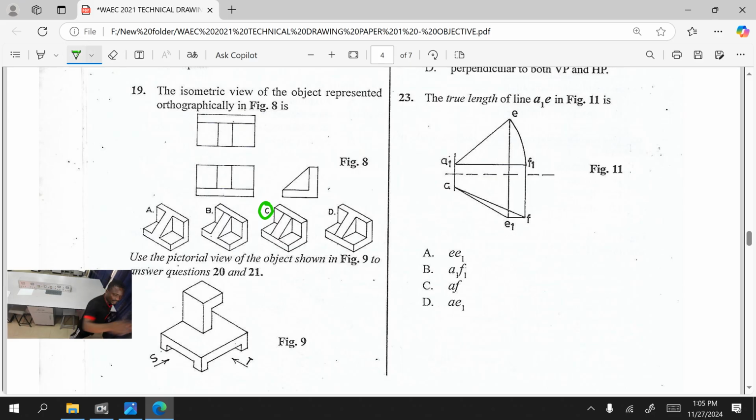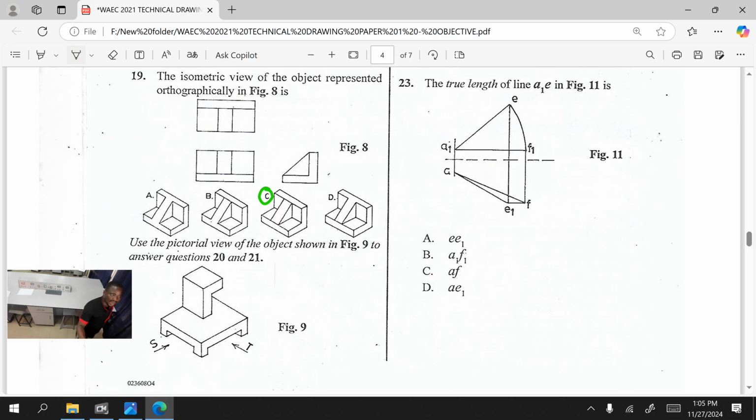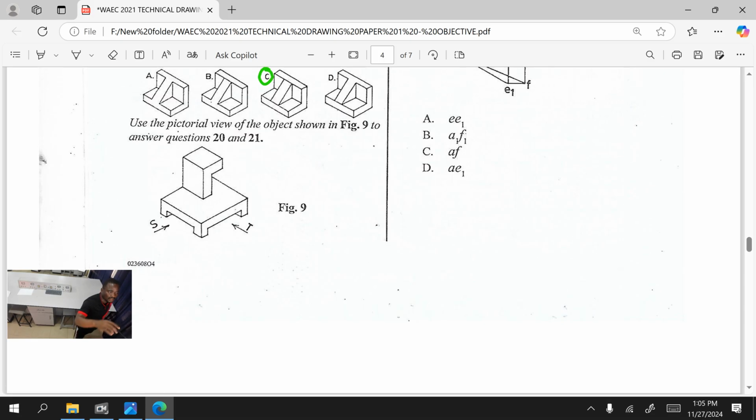So C is what? The answer. When you are dealing with isometric orthographic, you need to look at your shape very well because a little line can change everything. We'll go to the next question.